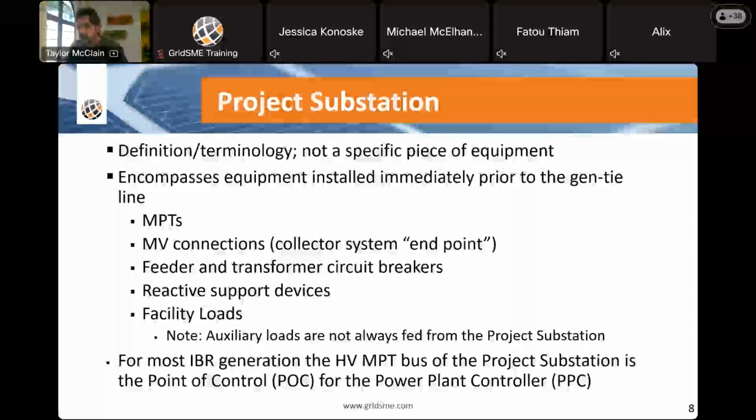But for inverter-based resources, auxiliary load is not always fed from the 34.5 kV bus. We won't get into that today, but just something to note that for certain designs, you may not see that at the project substation. And then just another item that we won't go into in depth today is the power plant controller, but that is an important part of an inverter-based resource facility. And just a note that typically the designs are set up so that the point of control for the PPC is at the high side of the project substation or the high side bus for the main power transformers.